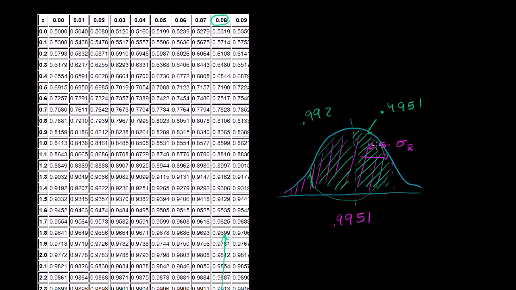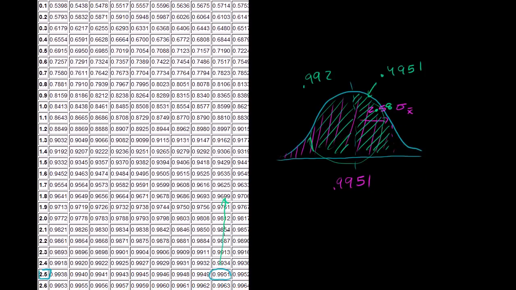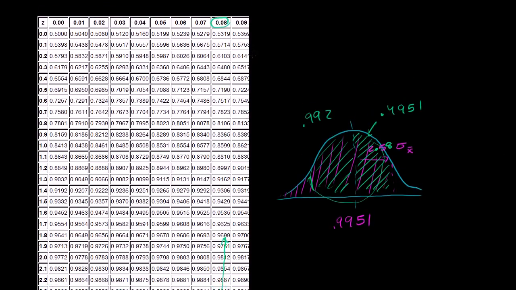So this is 2.58 standard deviations. 2.5, we have 2.5 over here, and then we get the next digit 8 from the column. 2.58 standard deviations above and below the mean encompasses a little over 99% of the total probability. So there's a little over 99% chance that any sample mean that I select from the sampling distribution of the sample mean will fall within this much of the standard deviation.